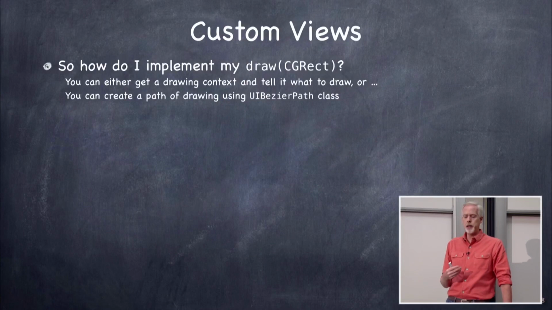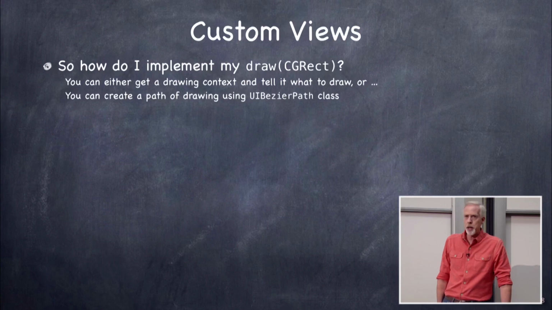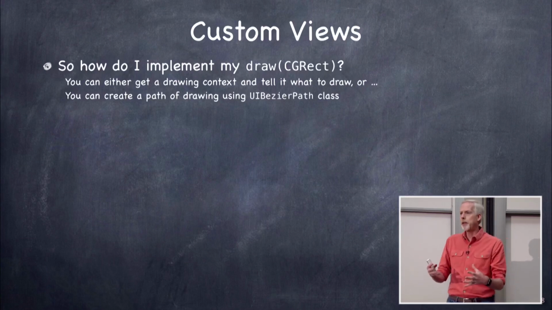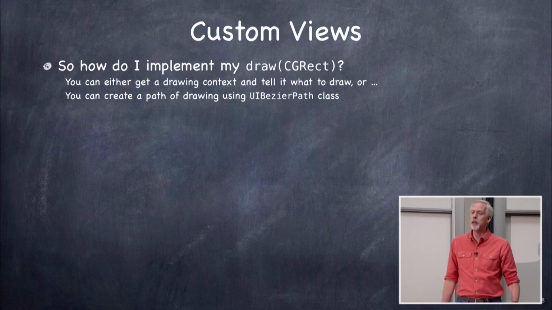And the basic way to do it is you get what's called a drawing context, and you ask that context to draw lines and stuff, okay? Now, there's also an object-oriented way to draw with a class called UIBezierPath. UIBezierPath, same concept, it's just a little bit more object-oriented. You can build an object that contains some drawing, which is nice if you want to repeatedly draw that object, maybe with different colors, whatever.